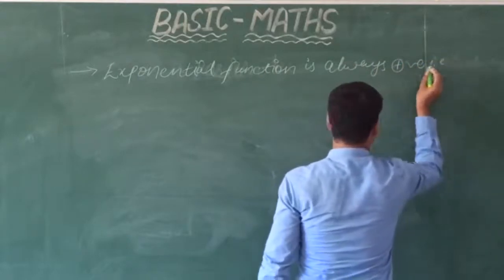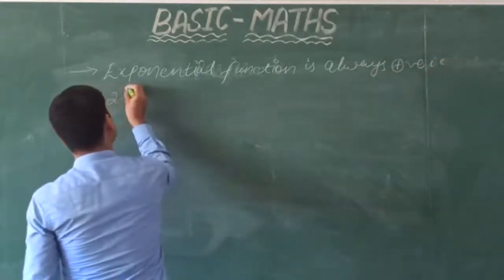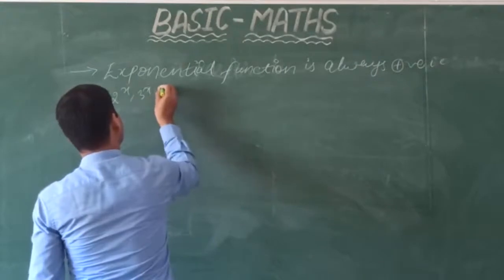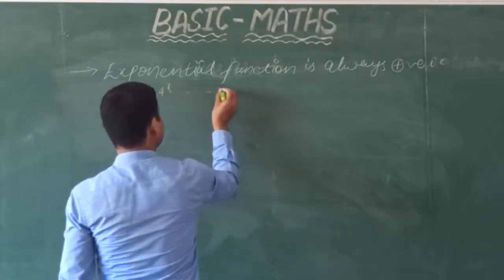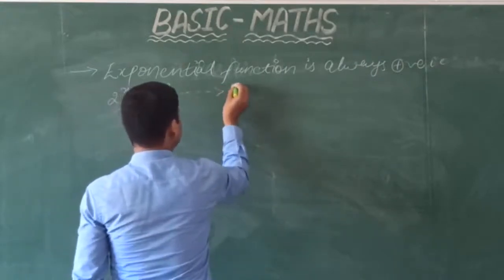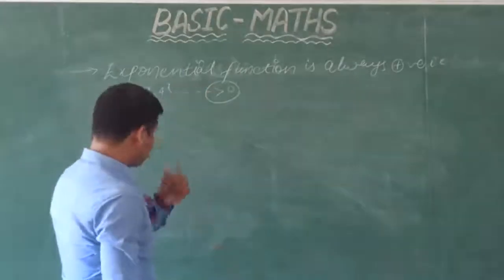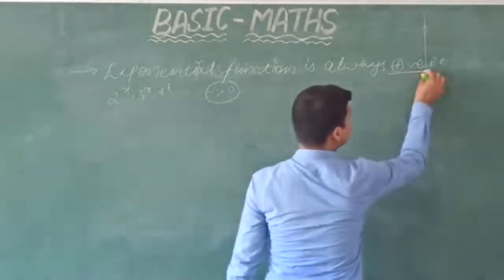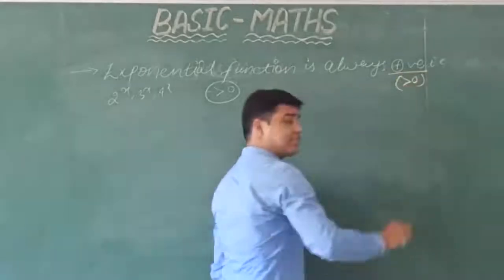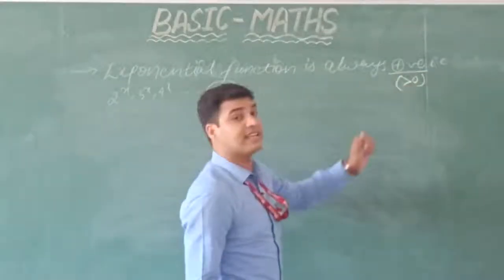That is, you can say 2 raised to the power x, 3 raised to the power x, 4 raised to the power x, in this way. These are always positive. So what is the meaning of this positive? I have already explained. Positive means greater than 0 only. Non-negative is greater than or equal to 0. Positive means greater than 0.